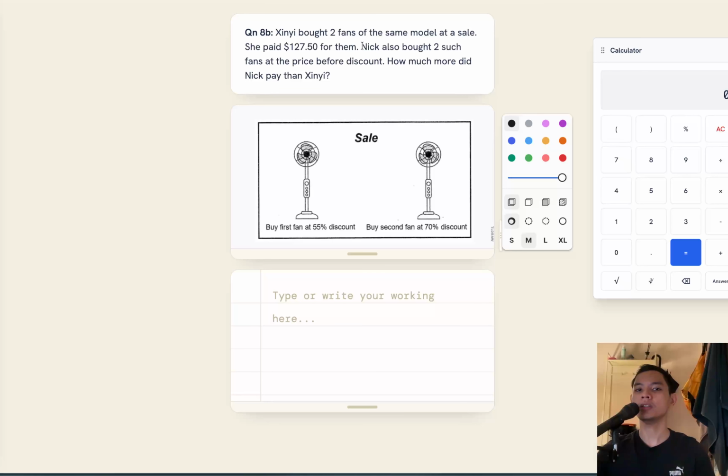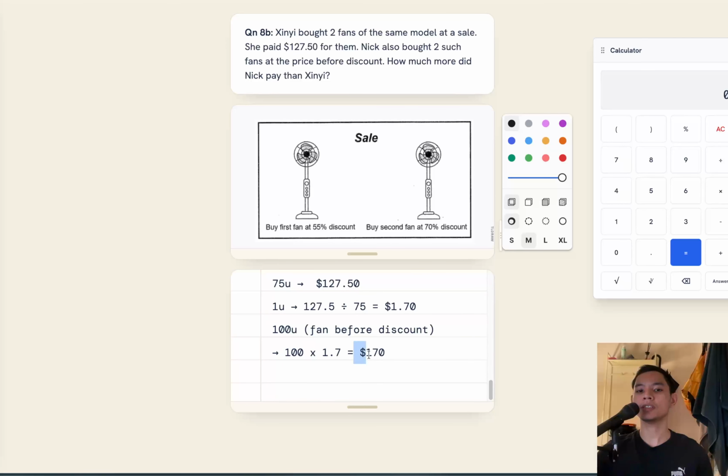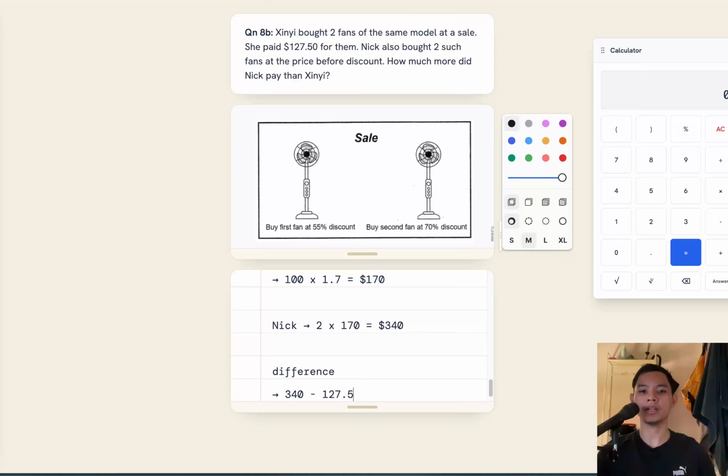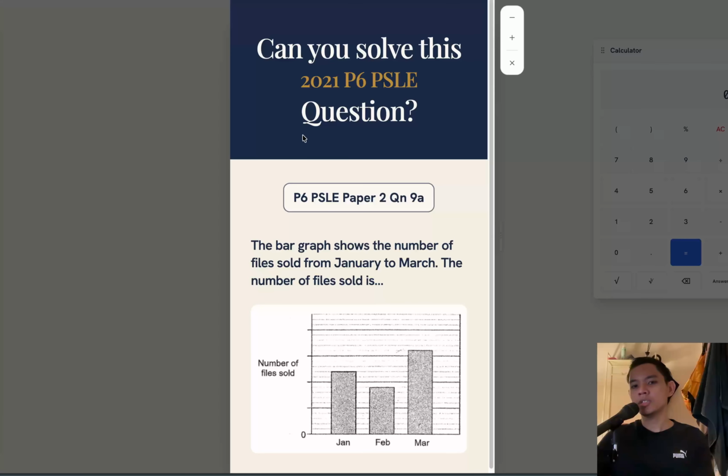Question 8, part B. Nick also bought 2 such fans at the price before discount. How much more did Nick pay than Yi? Since we know the original price is 170, Nick will then pay 2 times 170. This will be $340. So the difference will then be 340 minus 127.5, and this will give us $212.50. There you go. So that's the answer, $212.50.